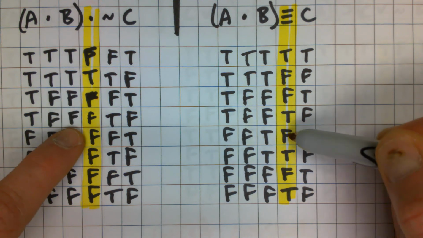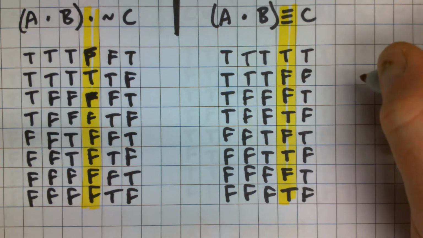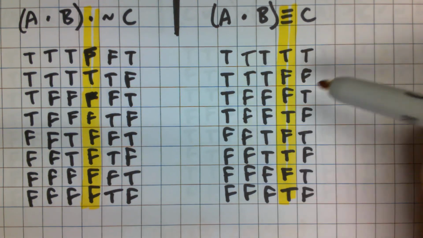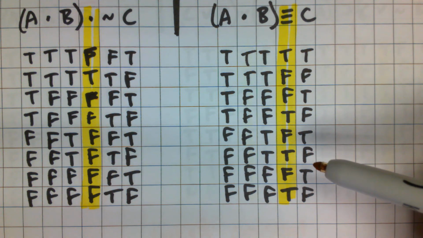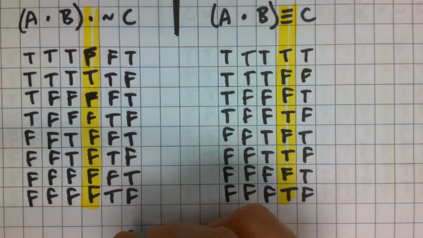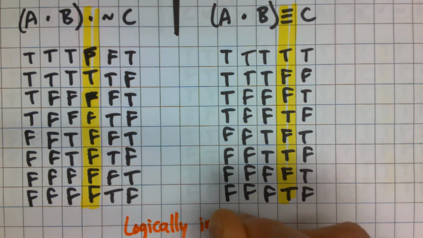false and true, false, false, false and true, false, false, false and true. So although they do not contradict each other, because there are these lines on which both are false, there is no line on which both are true. And so we say they are logically inconsistent.